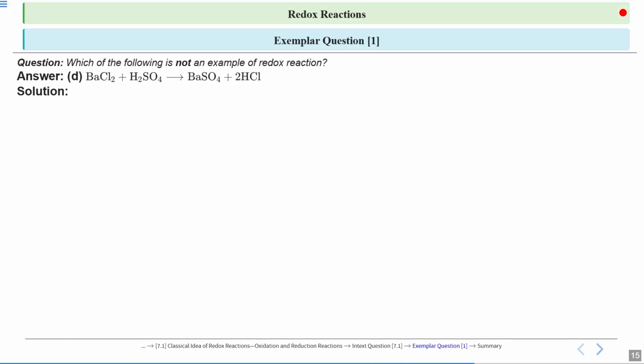So now the correct answer to this question is option D, that is BaCl2 on reacting with H2SO4 forms barium sulfate plus HCl. So how can you find that it is not an example of redox reaction? To conclude it, we will solve all of the four examples and consider their oxidation state, the loss or gain of electron, and each and every aspect to conclude the redox reaction.